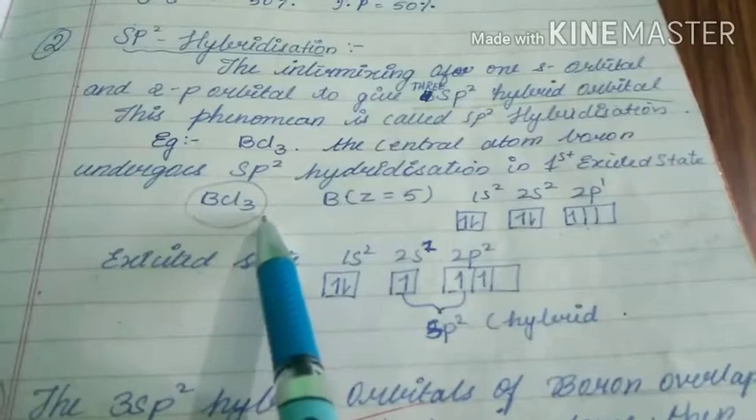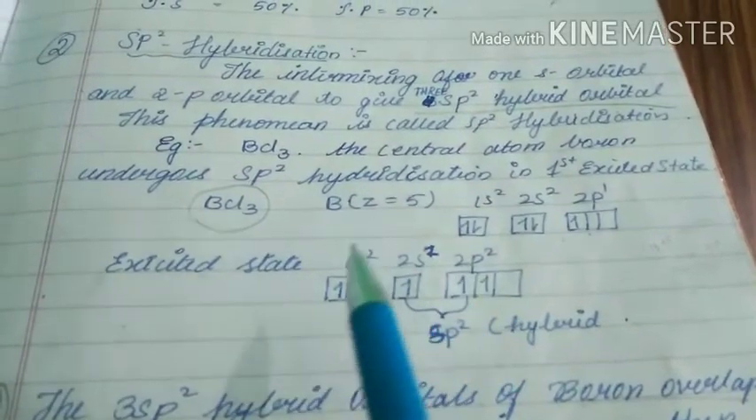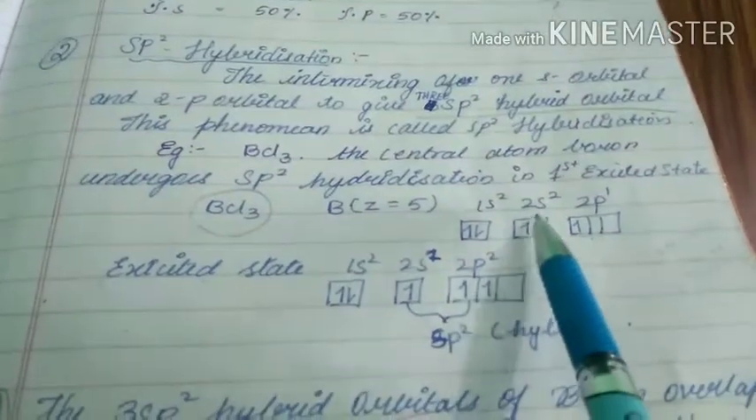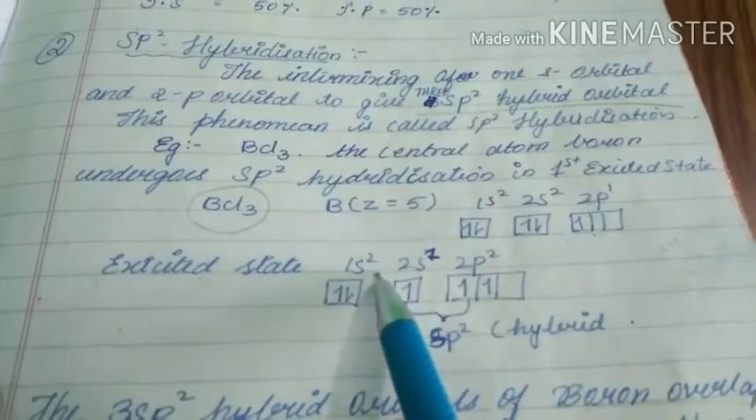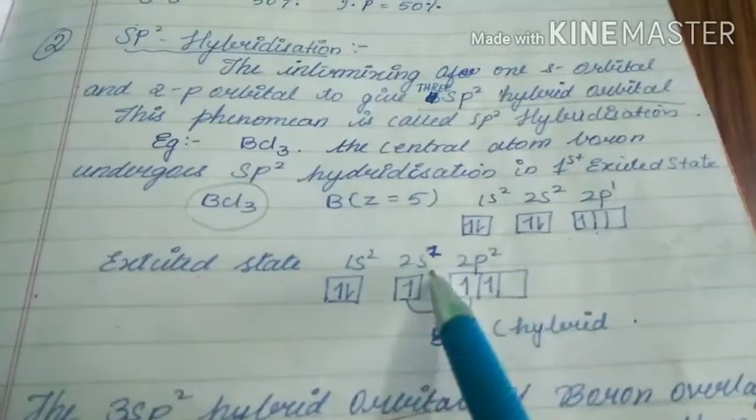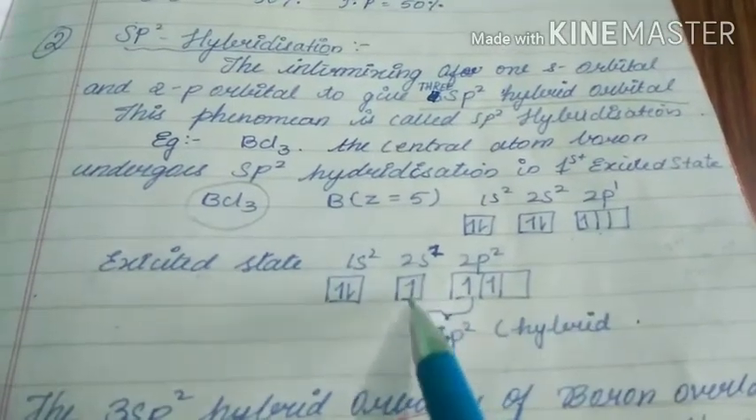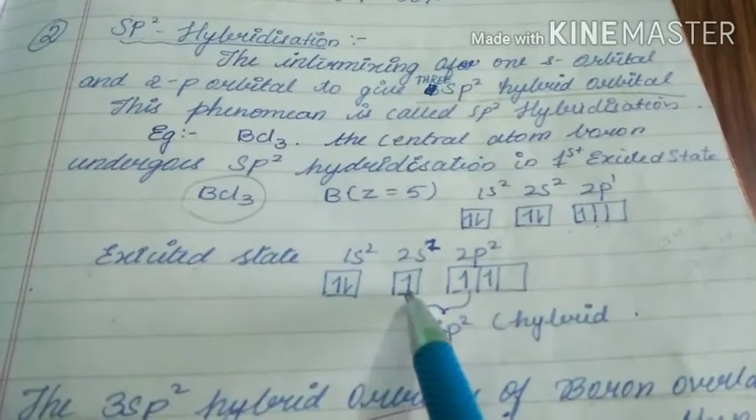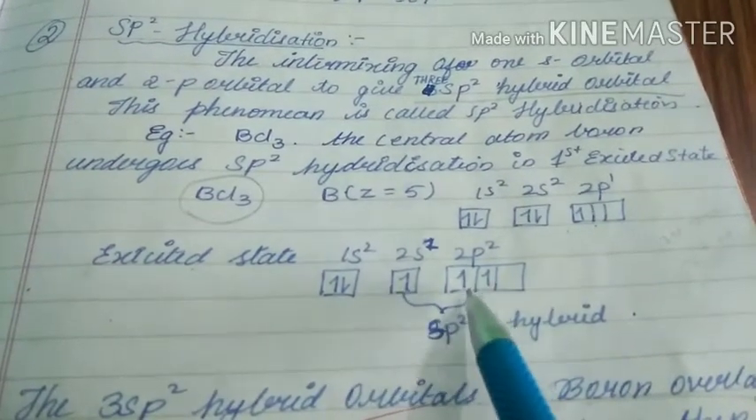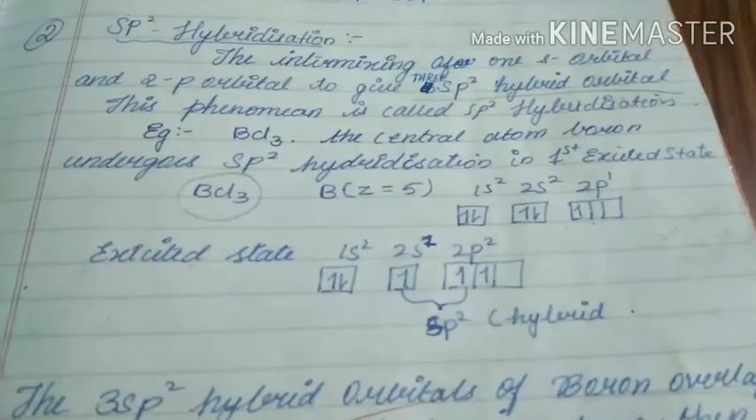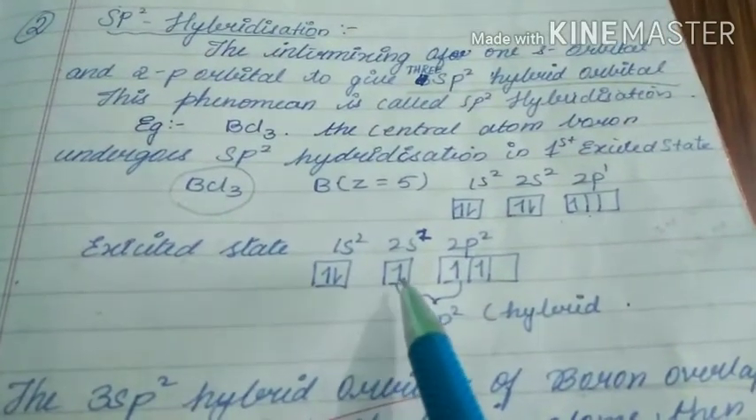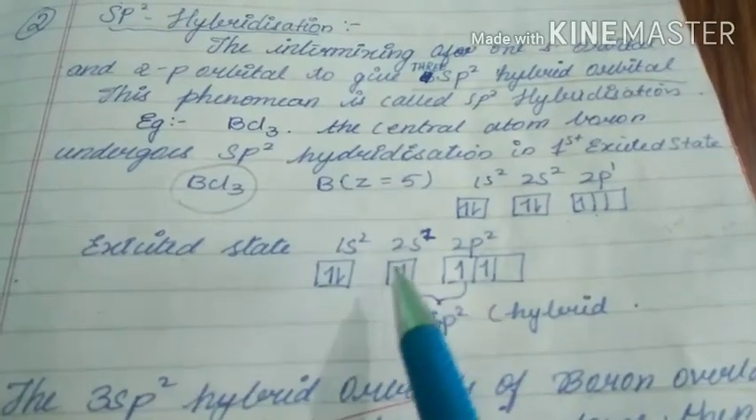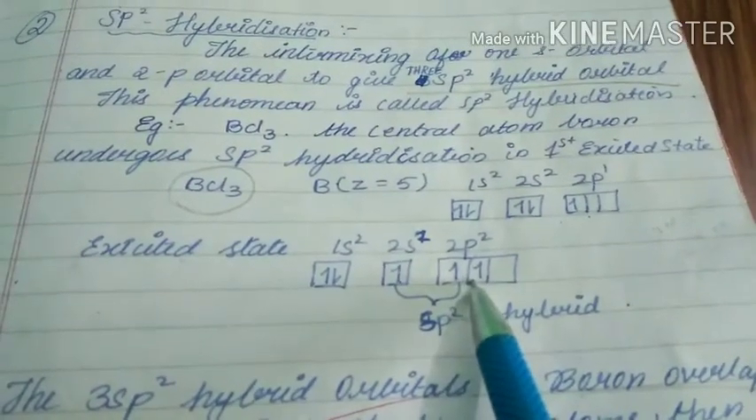So to satisfy this condition, boron should undergo excitation, that is called the first excited state. Then its electronic configuration becomes 1s2, 2s2 becomes 2s1 and 2p2. Now in this configuration, boron contains 3 unpaired electrons. See, one is present in the 2s orbital and 2 are present in 2p orbitals. Now the unpaired electron which is present in 2s and the unpaired electrons which are present in 2p subshells undergo intermixing.